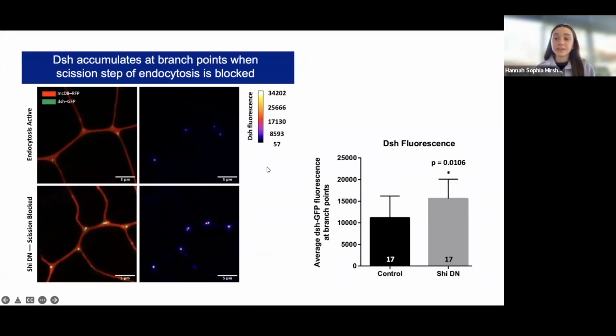So we first blocked the scission step of endocytosis using the dynamin dominant negative mutant that I discussed earlier. And what we found is when endocytosis is active, disheveled localizes to dendritic branch points in discrete punctate forms, as shown here. And the image on the right shows the saturation of these disheveled puncta, which gives us a good idea of how concentrated the disheveled is at these branch points. When blocking the scission step of endocytosis using the mutant, however, we found that disheveled almost accumulated at these branch points. Although its localization didn't change, the disheveled puncta became a lot more saturated.